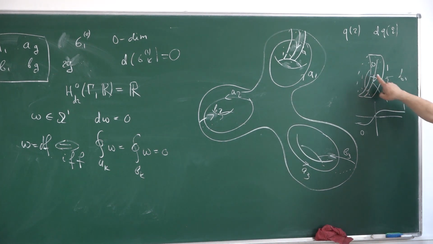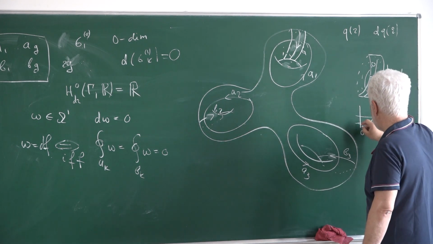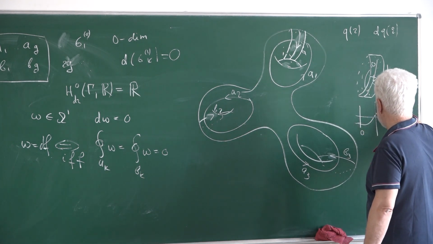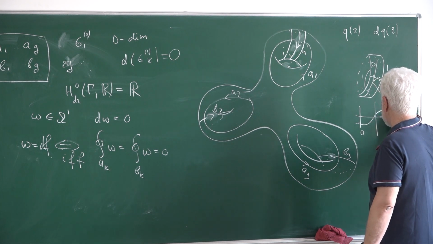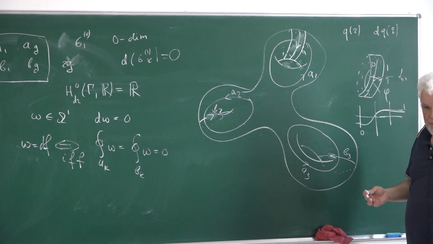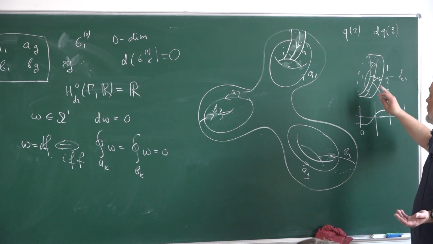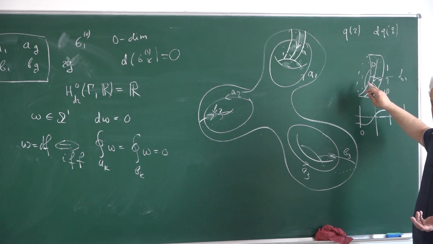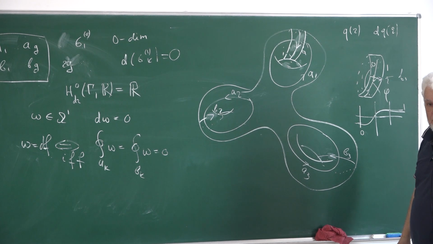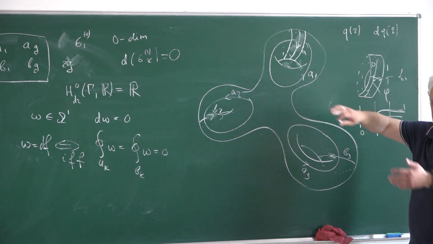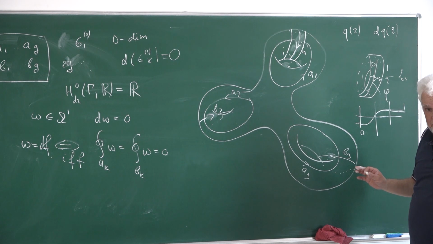r is 0 here, 1 here, and on the belt the differential vanishes on the boundary. No, I'm sorry. You see, we have such a differential. What is the problem? First of all, it's globally defined. Why? It vanishes at the boundary of the belt, therefore you can continue it everywhere by assuming that it's 0.